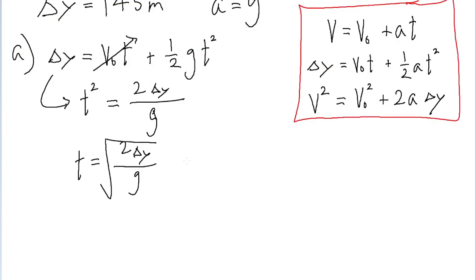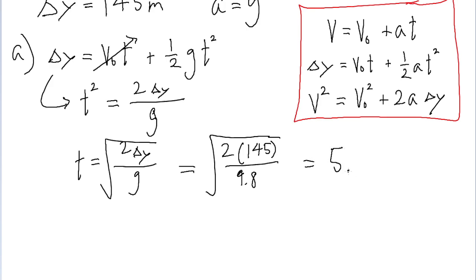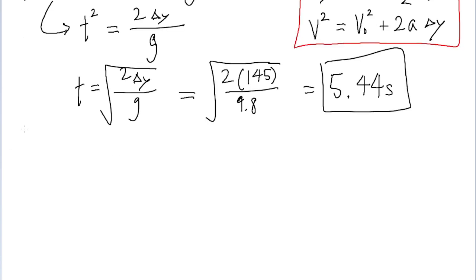So to solve part A of the problem, we're just going to need to plug in the values we're given. So 2 multiplied by delta y, which is 145 meters, and we divide by the gravitational acceleration of 9.8 meters per second squared. Put that into a calculator, and we find a time of 5.44 seconds. And so that is our answer to part A.